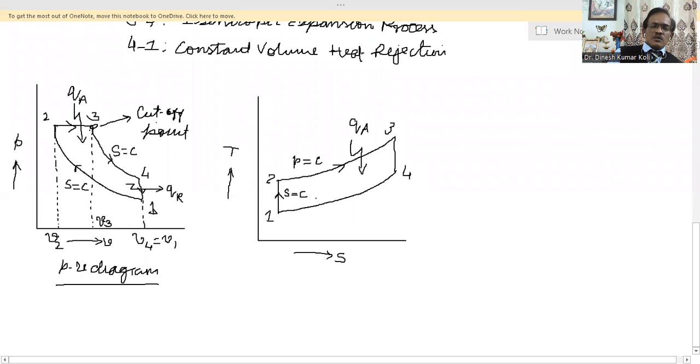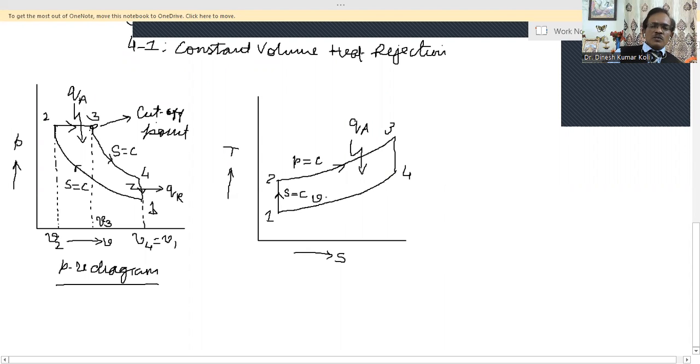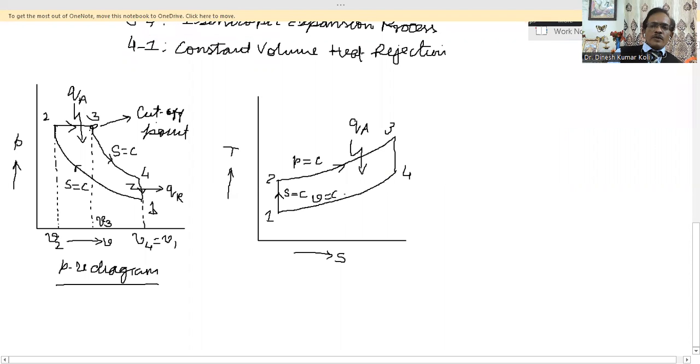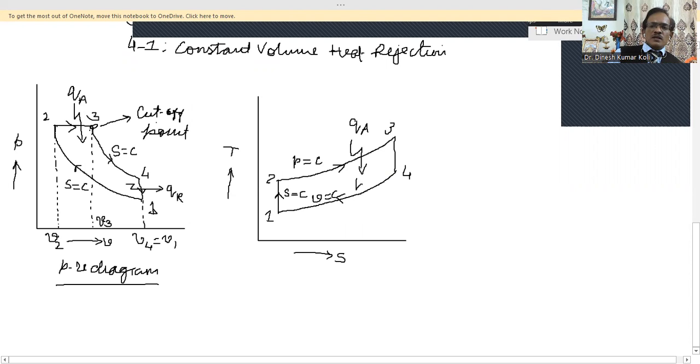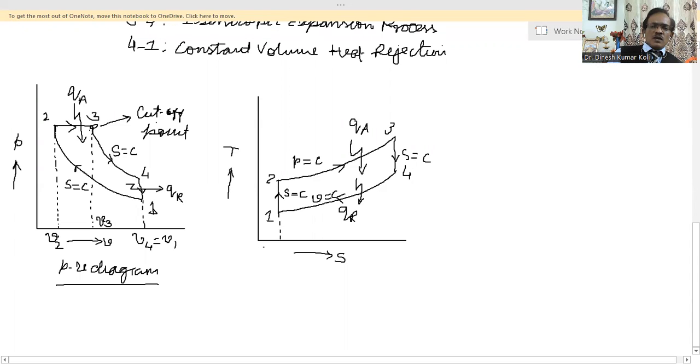So this is V equal to C, constant volume process. And the heat rejection takes place here. This is the QR. 4 is isentropic expansion process. So in the process 1 to 2, this is the isentropic compression. So entropy remains constant, which is S1 is equal to S2.